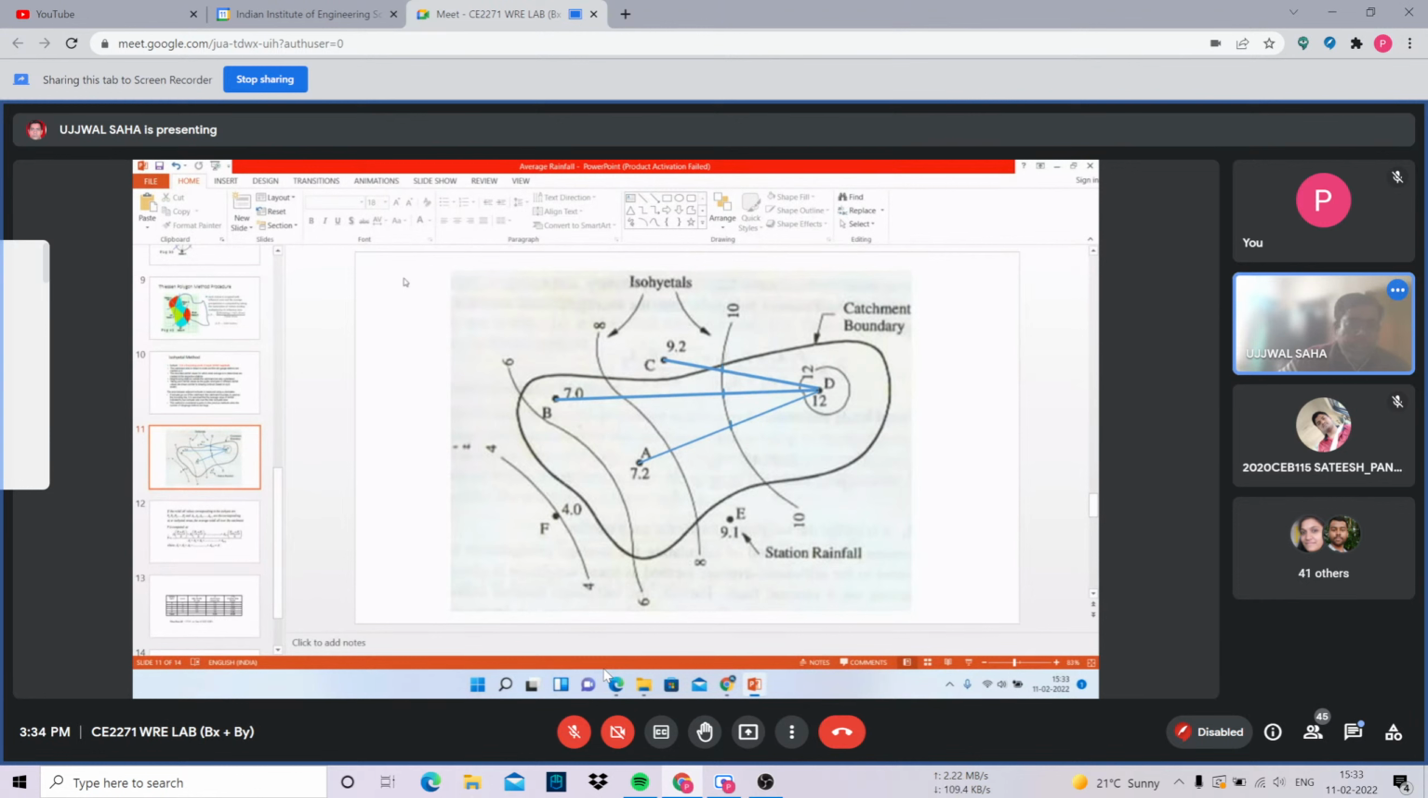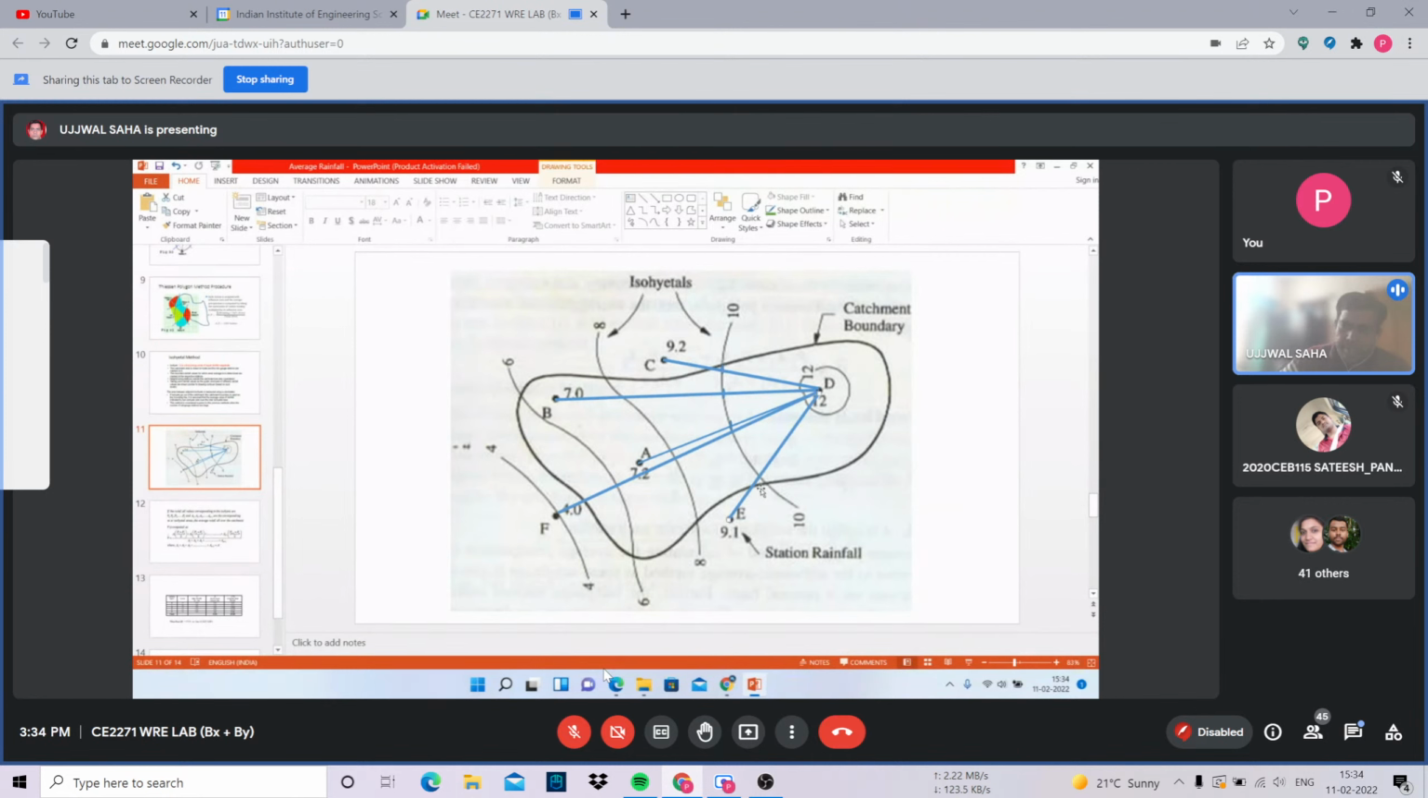Like this way, there are so many joining options. I will join each and every one, so that I will get more points. I can join here, if you see this 4 to D. So here I will get another 10. I can join here E to D. I get another 10 here.